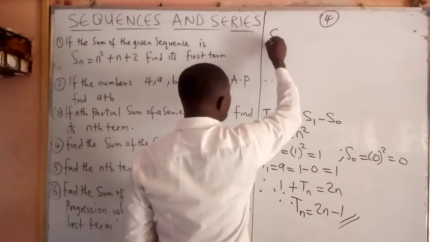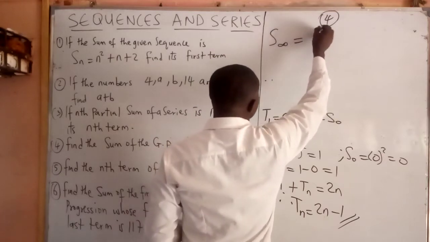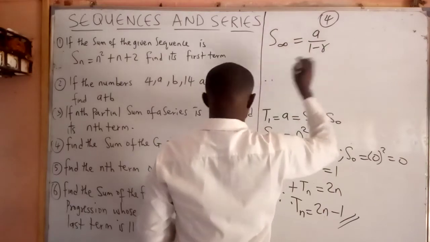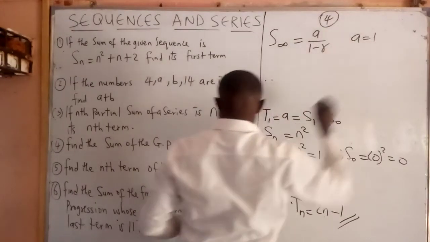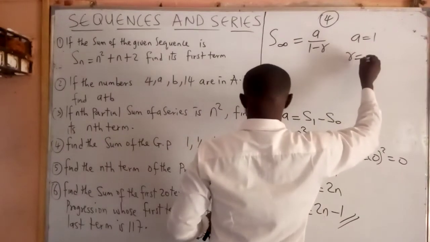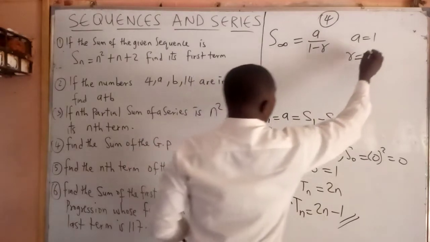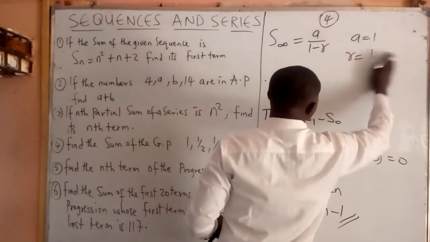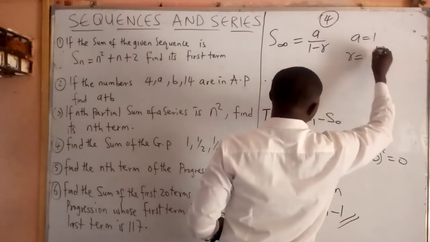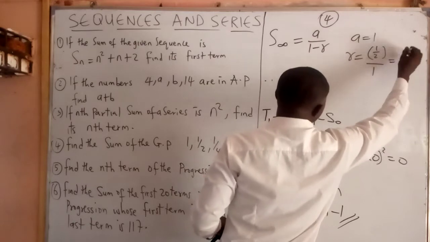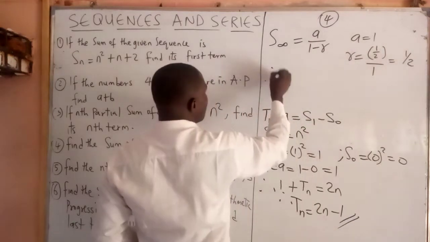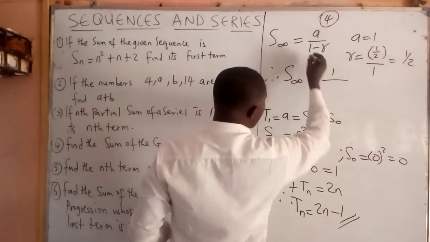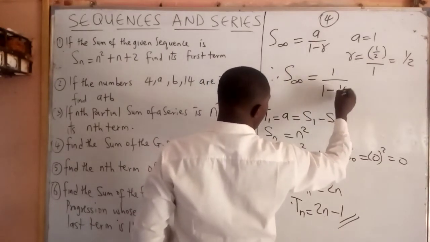Then what you now say is sum to infinity equal to A over 1 minus R. What is my A? A equal to 1. What is my R? R equal to 1 over 2 divided by 1, equal to 1 over 2. Therefore, sum to infinity will be equal to A, which is 1, all over 1 minus, what is my R? 1 over 2.